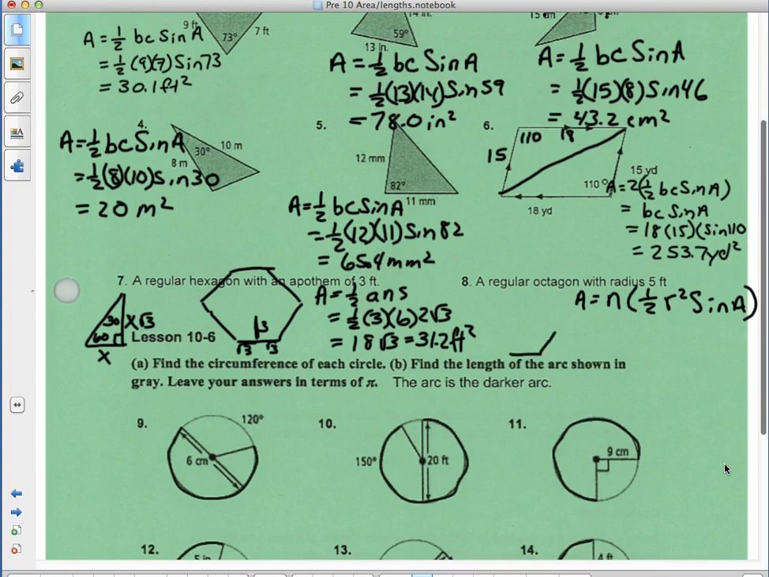So we got an octagon. Radii come from the center and go to vertices, and we're going to find the central angle. Remember, this is 5 and this is 5. So for finding the central angle, 360 divided by 8 is 45.